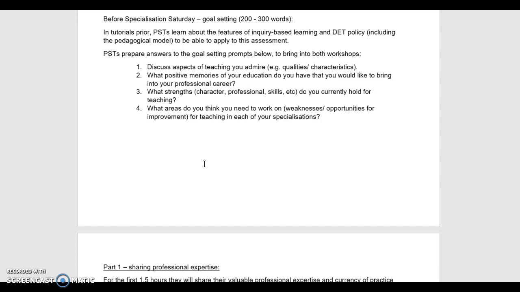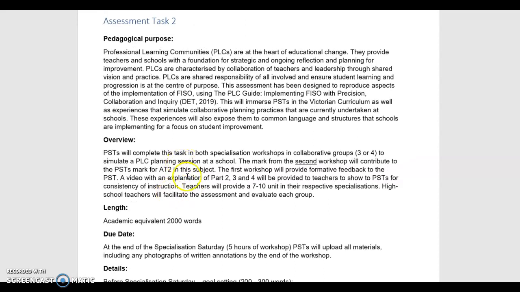Obviously, you don't need to know it off by heart, but you need to be able to navigate it with ease. So we hope you get a lot out of this assessment and that it helps to develop your own teaching and planning confidence within your specialisation. And we'll see you at the workshops.